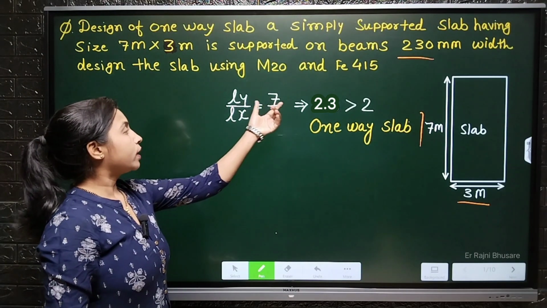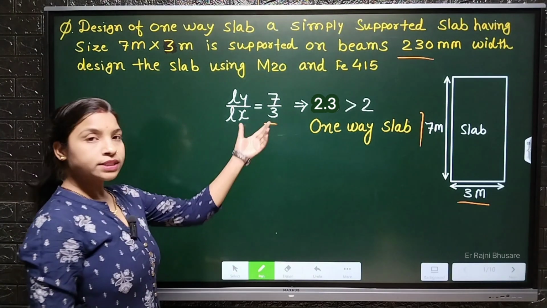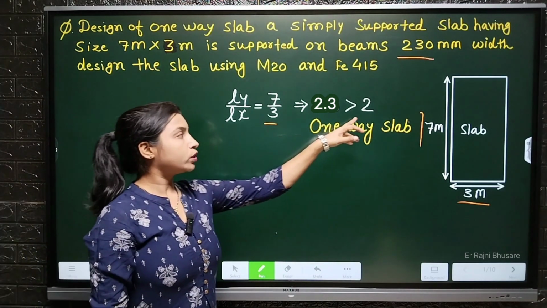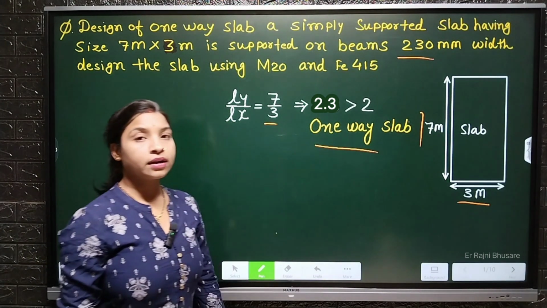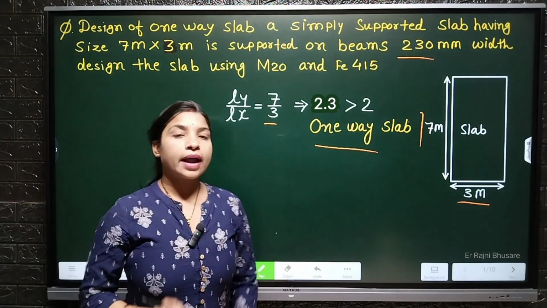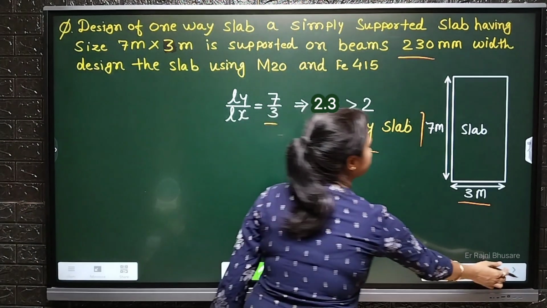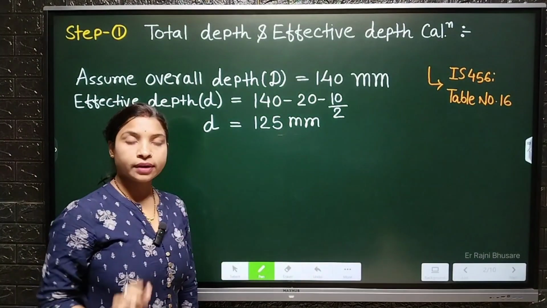Before the designing, I want to explain one important thing: the ratio of Ly by Lx. The longer span is 7 meter and the shorter span is 3 meter. So it is calculated as 2.3, which is more than 2, so it is a one-way slab. Is that clear? Now we are designing a simply supported one-way slab. After that, our first step is to determine the total depth and effective depth.